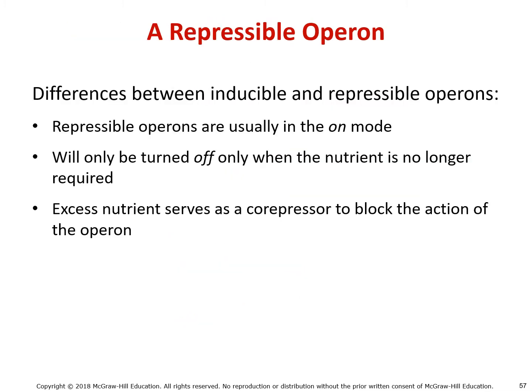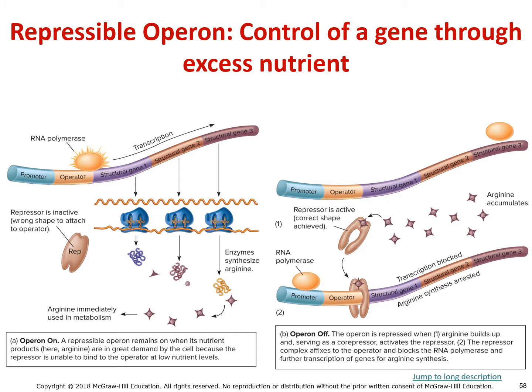The repressible operon again is the literal opposite. So in this situation, most of the time the genes are being expressed, but there are times where we need to turn them off because we have way too much of the resource we're trying to produce. So let's use the example here, which is going to be an illustration of the production of something called arginine. Arginine is an amino acid, and we typically need lots of arginine to do our job, but there are times where we have way too much arginine.